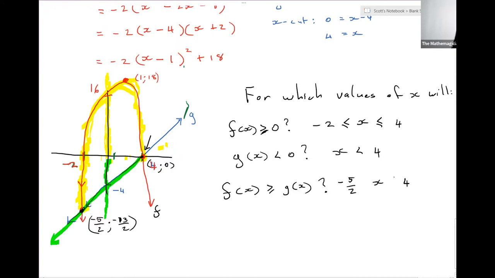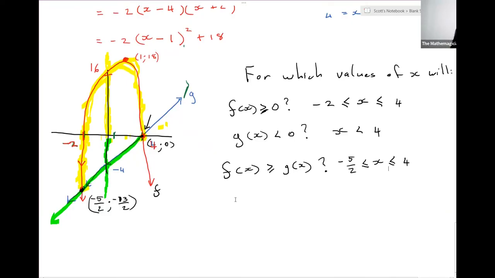And x is between all those. And am I allowed to include it? Yes, because there's an inclusive sign in the question, and that's why I include it. So that's where the one graph is bigger than the other. Okay, good. Moving on a little bit.